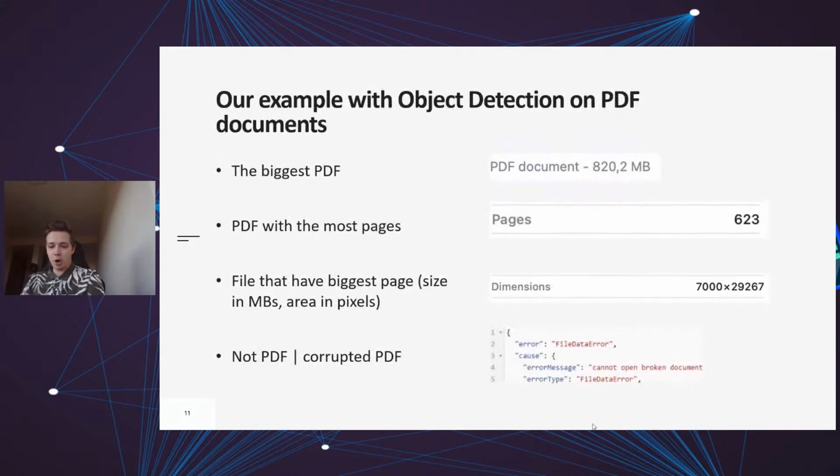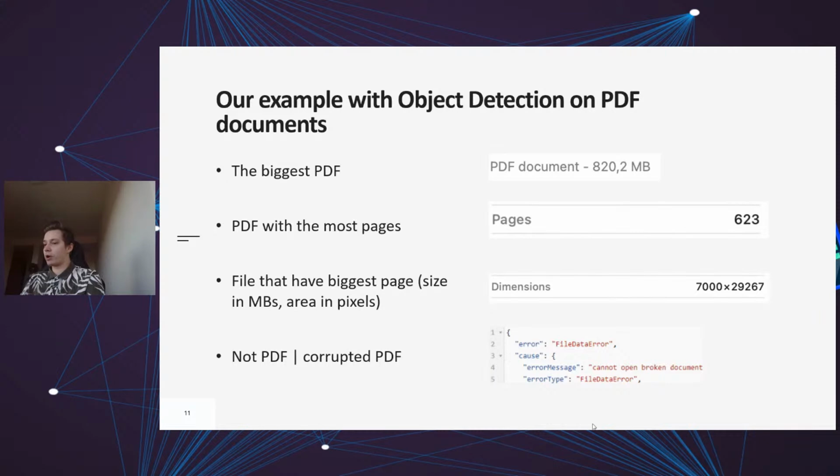To illustrate the idea of selecting such properties in data and preparing test files, let's return to our example about object detection on PDF documents. From my own work experience with such a system, the following properties really affect performance. Firstly, file size. So we included the biggest file observed in prod. For example, it's more than 800 megabytes. Also, the number of pages in the document. It really can affect the backend in this case. So we included the document with the most pages, 623 in our case.